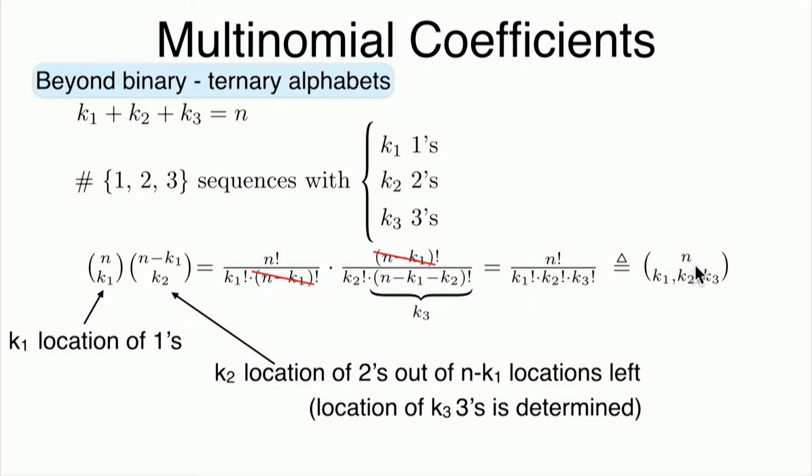And we denote this by the multinomial coefficient n choose k1, k2, k3. So again, n choose k1, k2, k3 is the number of sequences of length n with k1 1s, k2 2s, and k3 3s.